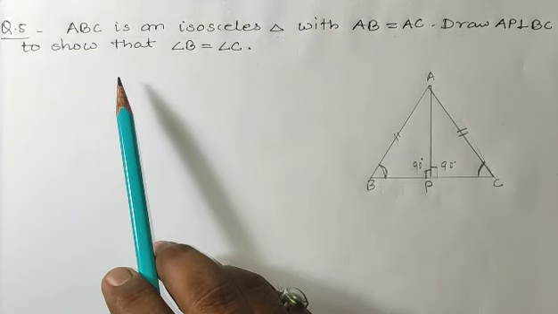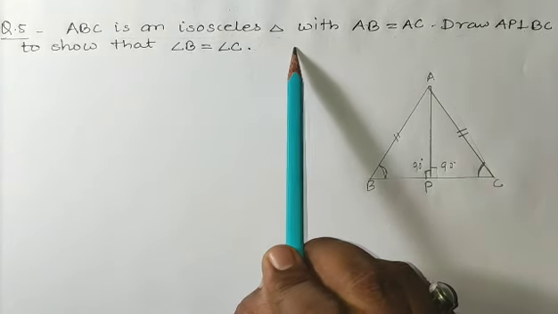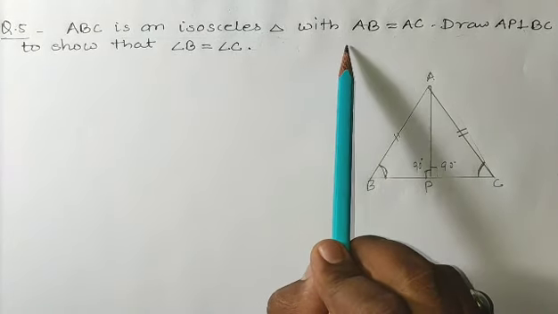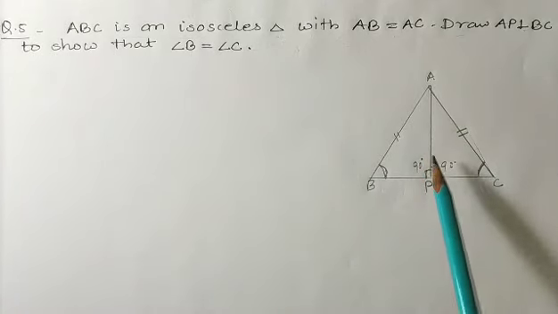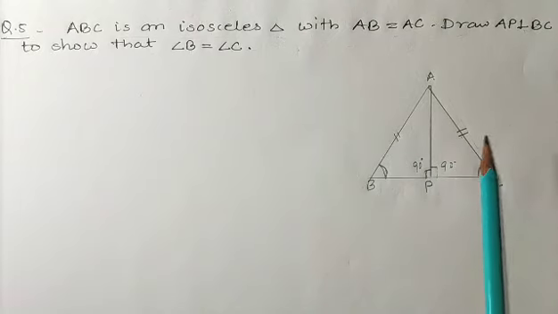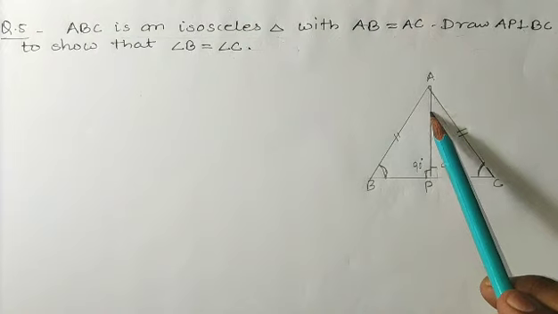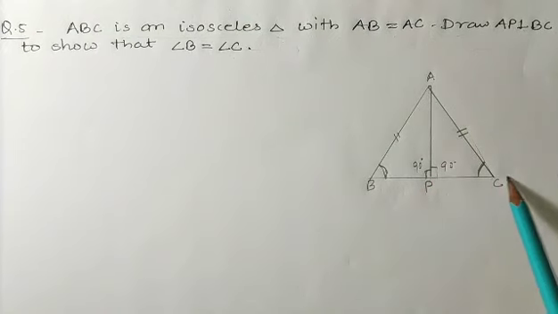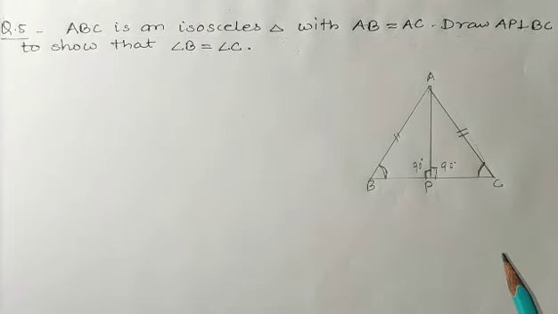Coming to the last question of this exercise, question number 5. ABC is an isosceles triangle with AB equal to AC. See, this is a triangle ABC and this is isosceles, meaning the side AB is equal to the side AC. Draw AP perpendicular to BC. This side AP is perpendicular to BC, meaning this angle is 90 degrees and this angle is also 90 degrees.